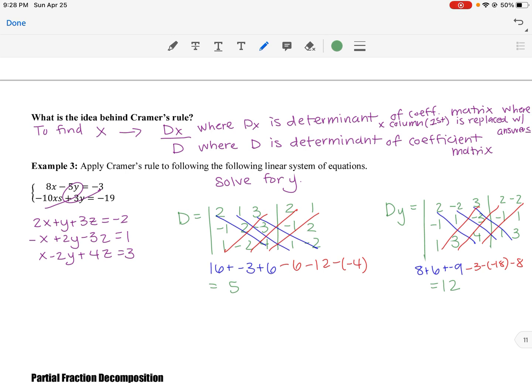So we end up getting 12. So now we've got 12. So y would equal d sub y over d, which equals 12 over 5. So that would be your answer.